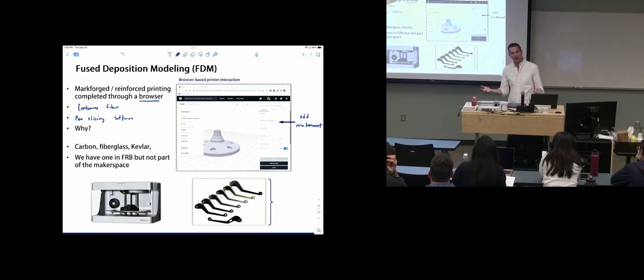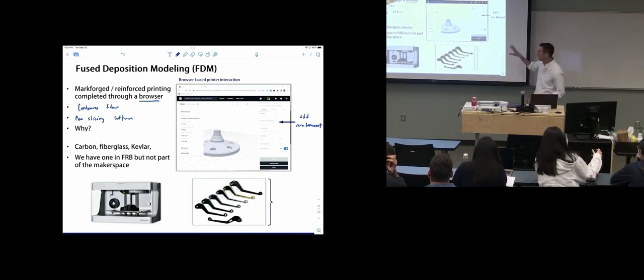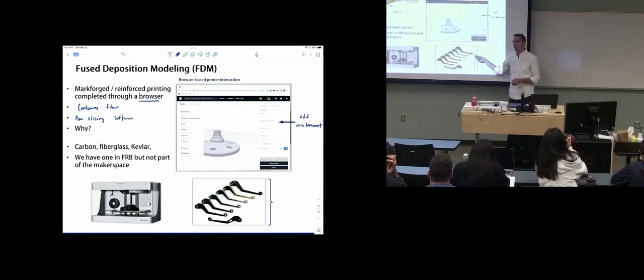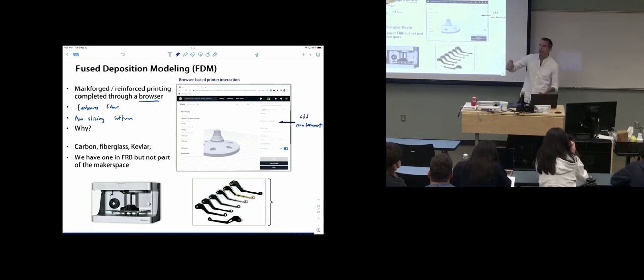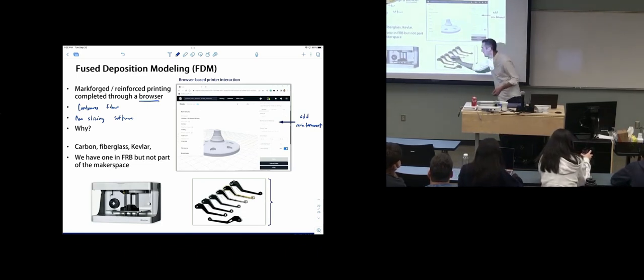So that's why I use this as an example to show how a browser-based version of this would work, and to highlight that it makes sense that they would have to do something like this because they've hijacked the slicing aspect to add a continuous fiber. And then these prints, I think these are like bike handles or something, but these show you the different types of fiber they have.